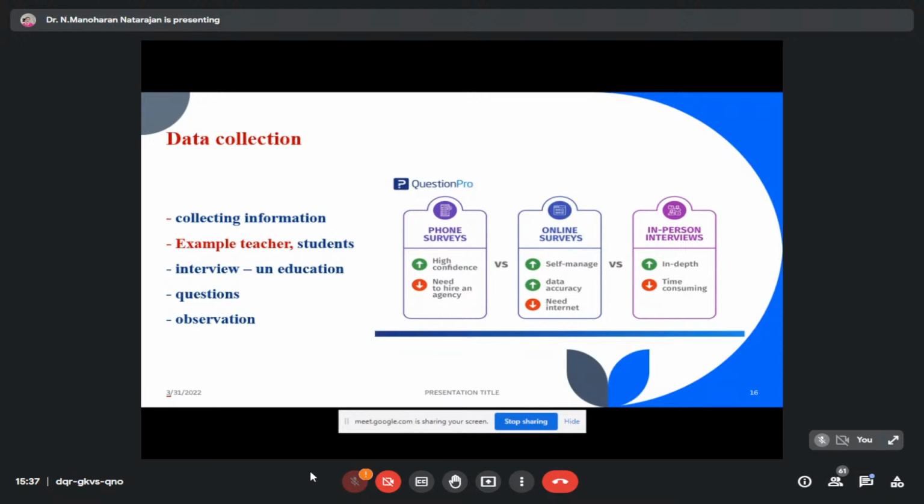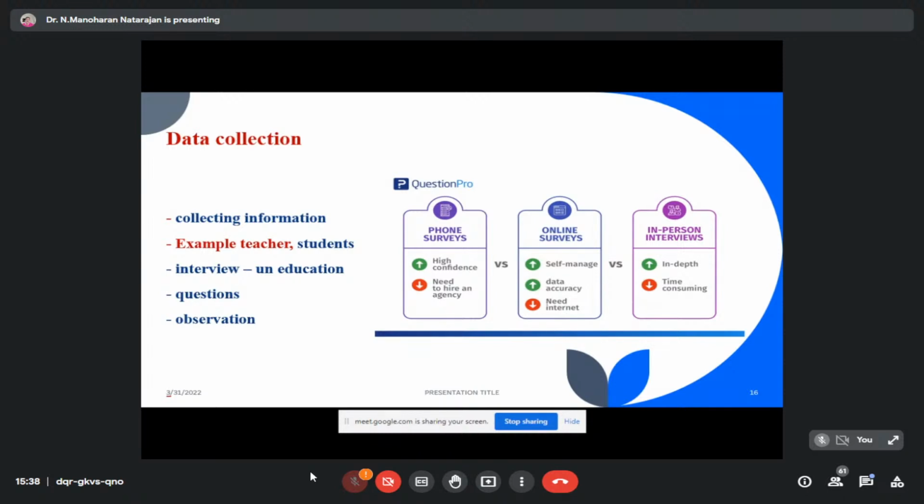So data collection is nothing but collecting known information from sources like teachers, students, educated or uneducated, rural or urban, and like that. Any others we can go ahead with and collect the information, in the mode of interview, questions and observations.